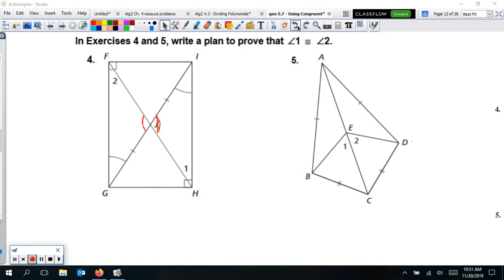So let's go and write a statement that says that. Triangle FGJ, that's this triangle here, is congruent to HIJ, right there. And the reason why is by the ASA, angle, side, angle. And so now that we have that, we can say that angle 1 and angle 2 are a part of these triangles. So we can now say that angle 1 is congruent to angle 2 because of the CPCTC. Corresponding parts of congruent triangles are congruent.